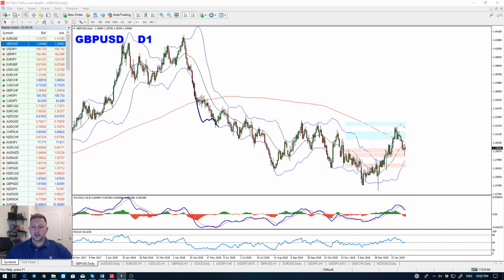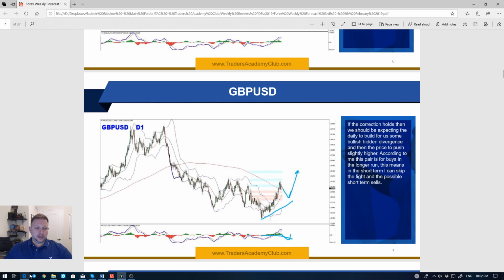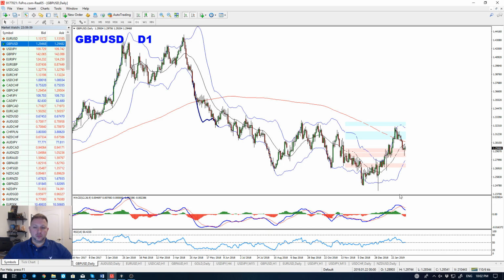Here we were looking and aiming to see a bullish hidden divergence forming here. And this is exactly what we are getting right now. This is a bullish hidden divergence. Basically that means get ready for possible further buys. Our invalidation would be the last low, of course. And basically this is what we expect to see.